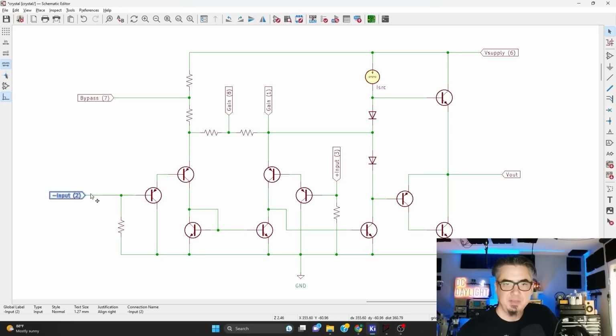We have our inverting input, our non-inverting input. Those get fed into the base of these guys. We have a current mirror down here. That forces the current in one leg to be the same as the other. So let's look a little bit more at this amplifier stage.